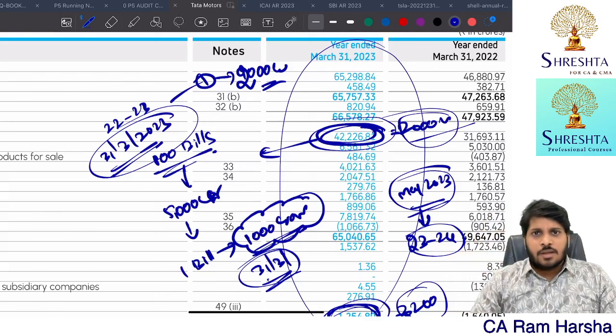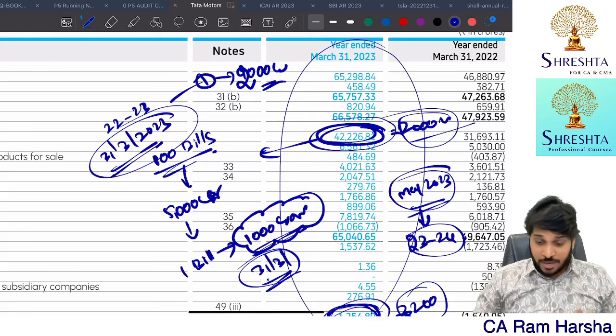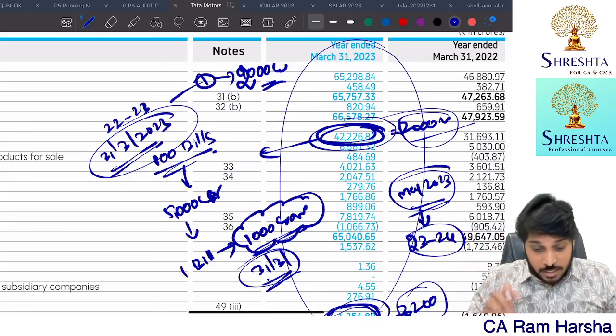Now, which opinion should I give? CFO is not ready to rectify. Can I say P&L is true and fair? Everything is correct except 2000 crore worth of mistake. So fine, I'll do one thing. 2000 crore worth of mistake in this.